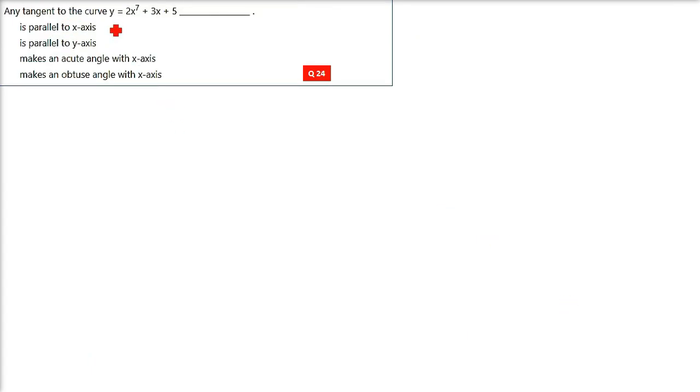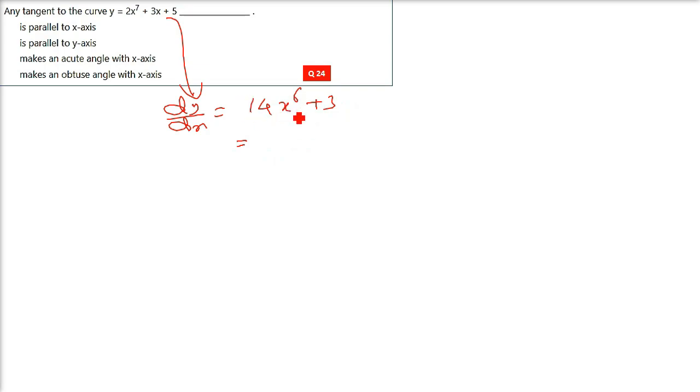Any tangent to the curve: is it parallel to the x-axis, the y-axis, or does it make an acute angle or obtuse angle with the x-axis? There are 4 options being given. So the best way is to find the slope, dy by dx, and this dy by dx will tell you the scenario. Let me differentiate it. It will be 14x raised to 6 plus 3.